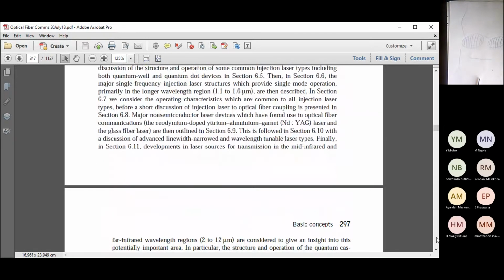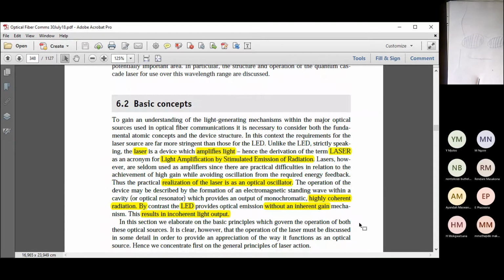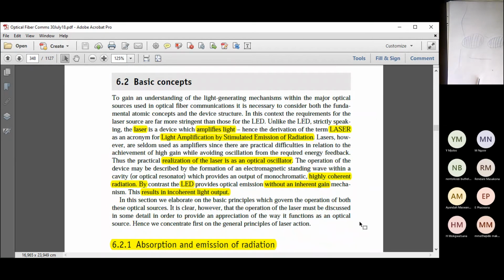Right, I'm gonna skip stuff here. Luckily, this chapter is not too long. Basic concepts. They talk about laser. Laser stands for, you must know this, people. Please mark it. Laser stands for light amplification by stimulated emission radiation.